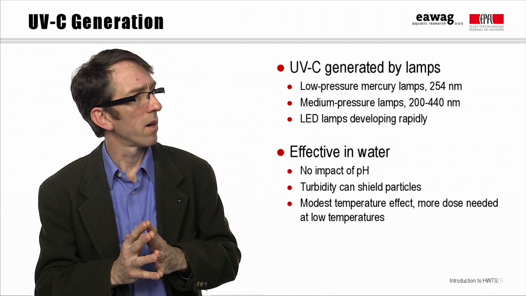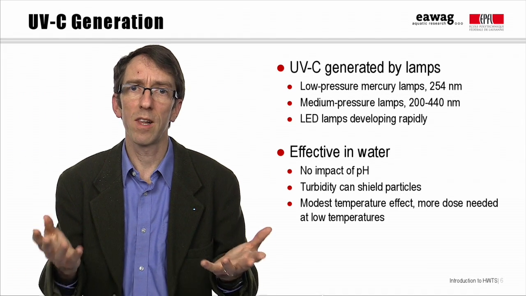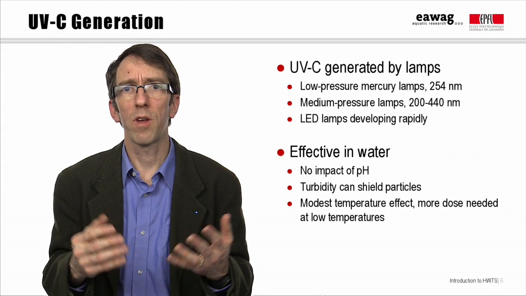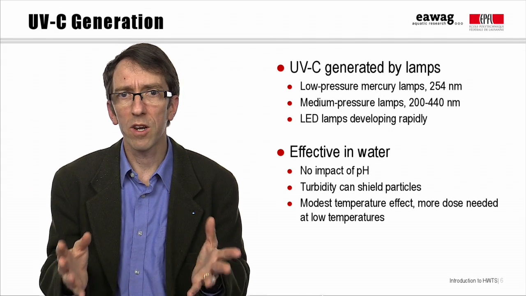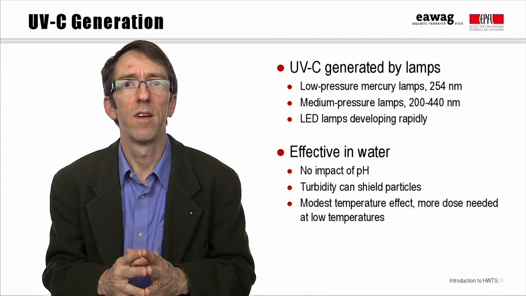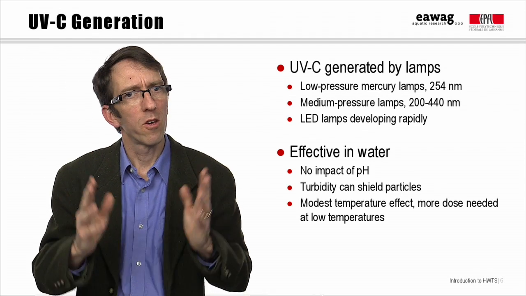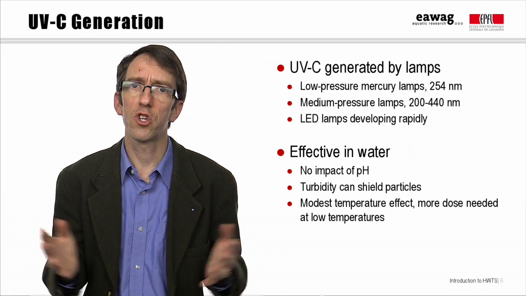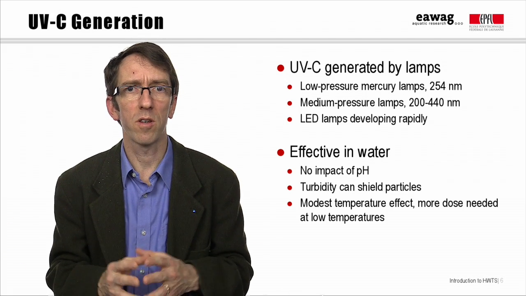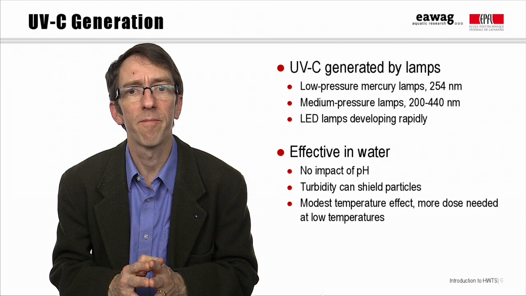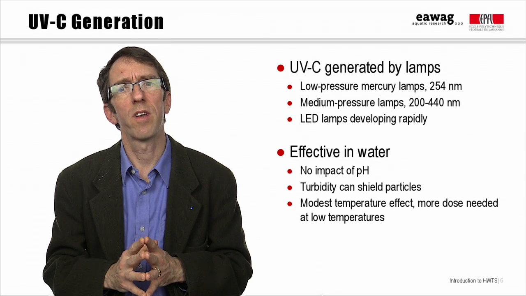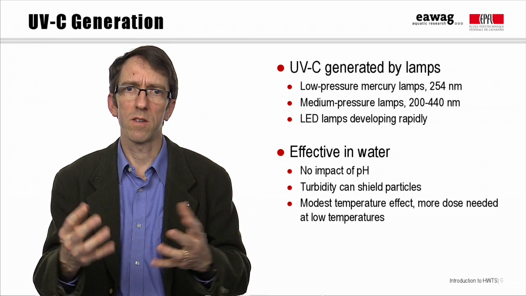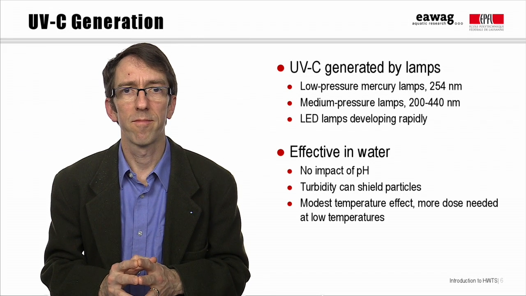And then finally, LED lamps are currently under development. These would also be very focused at a particular wavelength, but hold out the possibility of generating UV radiation at a lower cost than mercury lamps. UVC is very effective in water. It's not impacted by changes in pH, though turbidity can shield microbes from the radiation. There's a modest effect of temperature, where a higher dose is needed at low temperatures, but it's not a major effect.